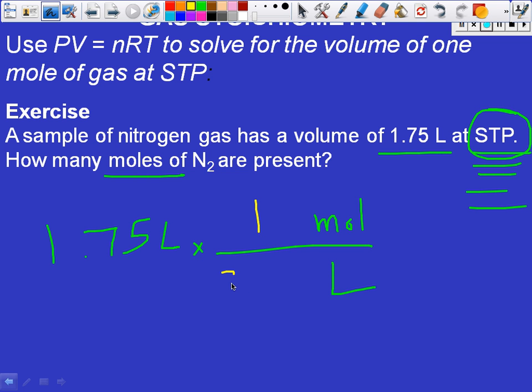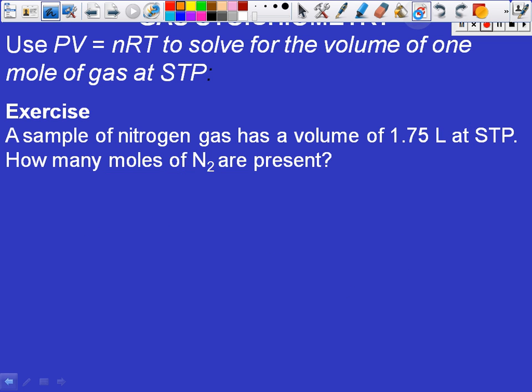So we have 1 mole and we have 22.4 liters. And I've been begging you this entire time to please commit that to memory. All right, so this is where you're going to have to use it. And the correct answer comes out to be 0.0781 moles of N2. And that is the correct answer for that one. Let's look at the next one.